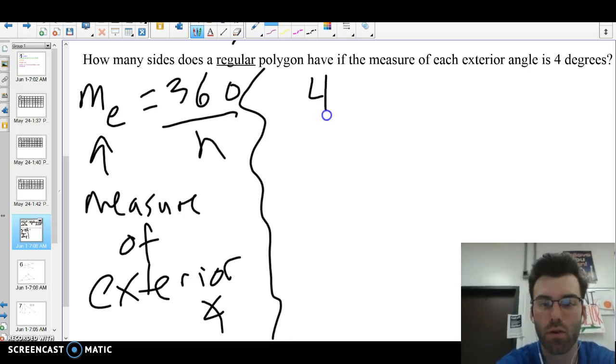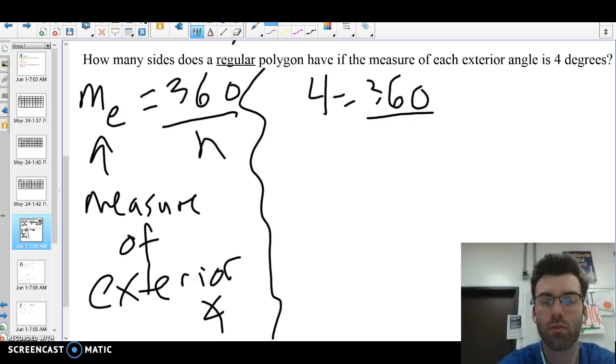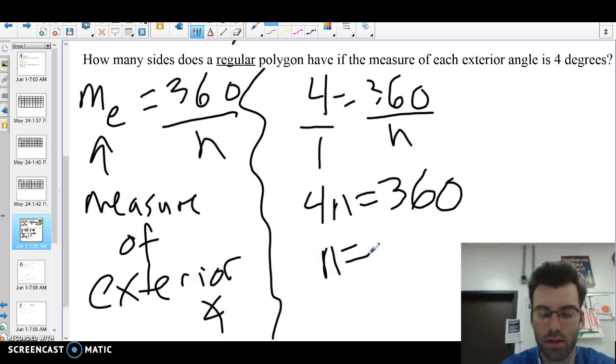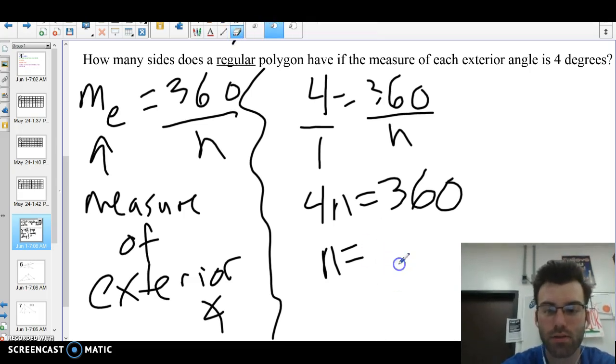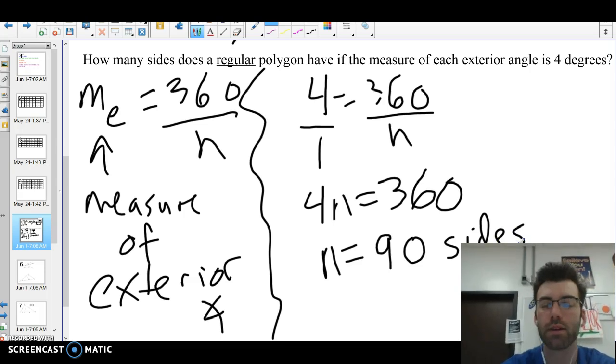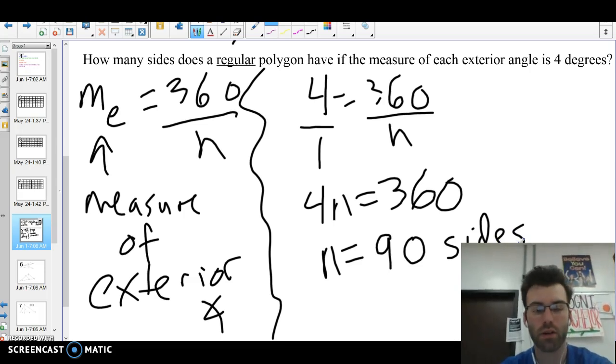That means 4 equals 360 over n. I'll put the 4 over 1. Crisscross applesauce, 4n equals 360. So n equals 90 sides. Trying to use a stylus, it's not working out too well, people. Ninety sides. There you go. If you have any questions, let me know.